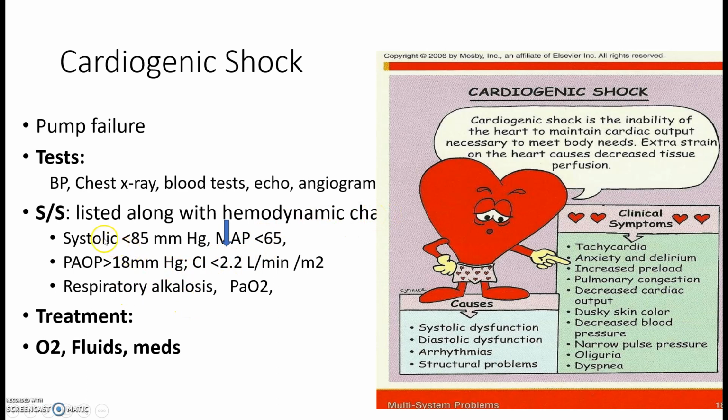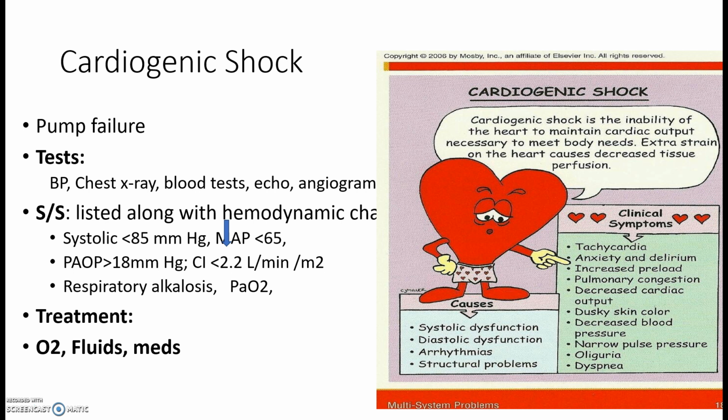Signs and symptoms listed along with hemodynamic characteristics. So systolic blood pressure will definitely drop less than 85. In some books they say 90 millimeters of mercury. MAP will also decrease under 65. PAOP, pulmonary artery occlusive pressure, will be elevated, and that's the pressure in the left ventricle. Remember, in cardiogenic shock, the blood is retained in the left ventricle, unable to be pumped forward, so your PAOP, or the wedge pressure as we used to call it, will be elevated.